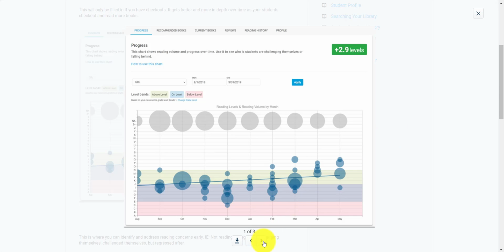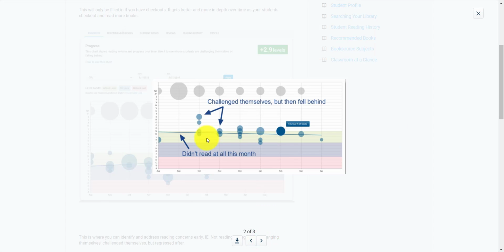Now, here are some examples of things you could see from this. Okay, here's another student, which you can see they didn't read at all this month. But in this month, they challenged themselves. They went above the level that they might have been reading at previously. But then they went back to their comfort level. This is a good chance for you as the teacher to confront the student and just ask them, hey, what didn't work out with that book? Why did you go back to these other books? Was it the vocabulary or the subject matter? And you can help find what might be happening with that student.